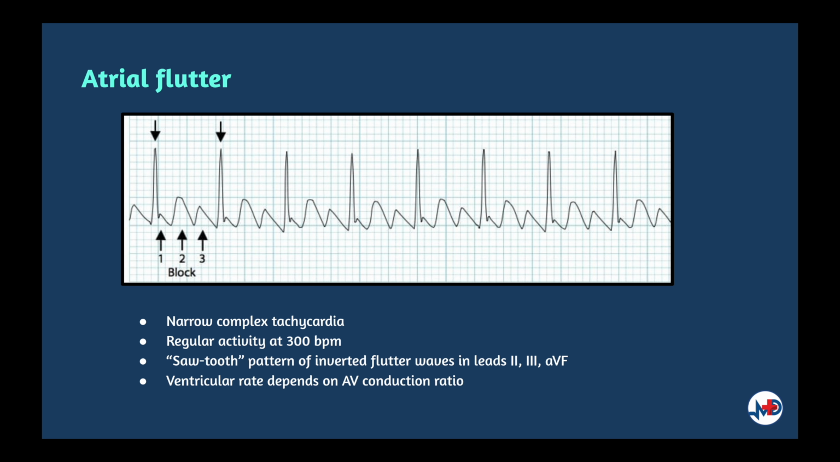Now let's complete the narrow complex tachycardia, which is the regular form, by explaining atrial flutter. It is a form of narrow complex tachycardia with a regular atrial activity of at least 300 beats per minute or more. You may also see a sawtooth appearance of inverted flutter waves in leads 2, 3 and aVF. The pathophysiology of flutter is caused by a re-entry circuit within the right atrium. The length of the re-entry circuit corresponds to the size of the right atrium, resulting in a fairly predictable atrial rate, which is around 300 beats per minute.